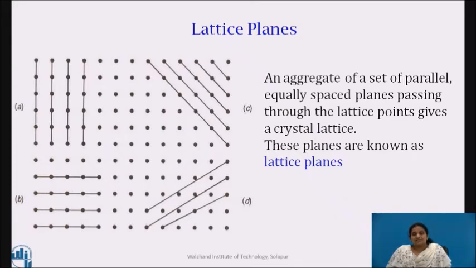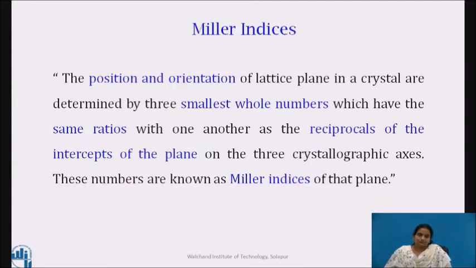The vectors and planes in a crystal lattice are described by the three value Miller index notation. The three smallest whole numbers, known as Miller indices, represent the position and orientation of a plane in a crystal. So, the Miller indices are defined as the three smallest possible integers which have the same ratios as the reciprocals of intercepts of the plane concerned on the three axes. Now let us see how to find out the Miller indices of any plane.